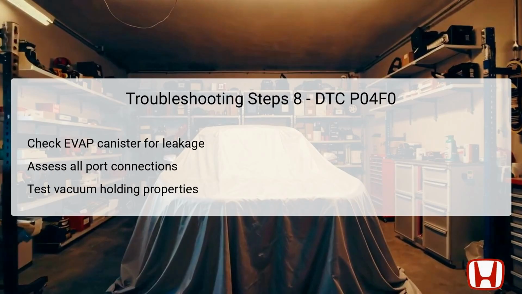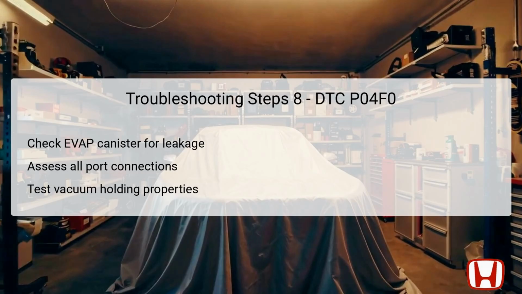The next step is to inspect the EVAP canister for potential leaks. Leaks here can significantly affect the entire EVAP system's performance, so it is essential to evaluate the canister closely. Disconnect all pertinent tubes, plug them securely, and connect a vacuum gauge to assess how the canister responds to vacuum application. Monitoring the vacuum holding properties of the canister will determine if it can retain vapor pressure as intended.